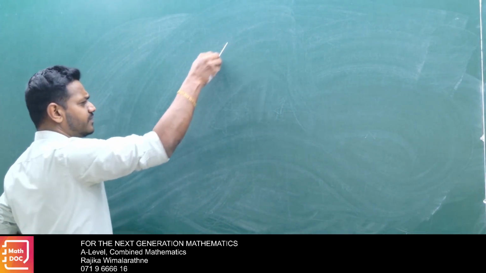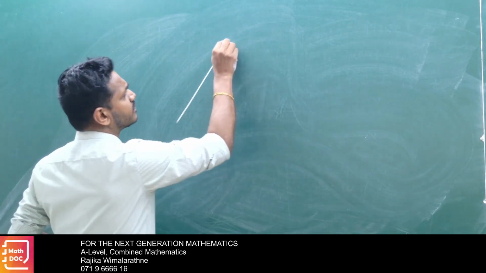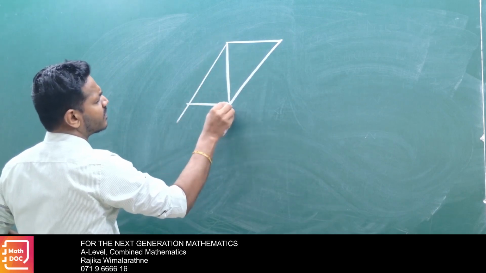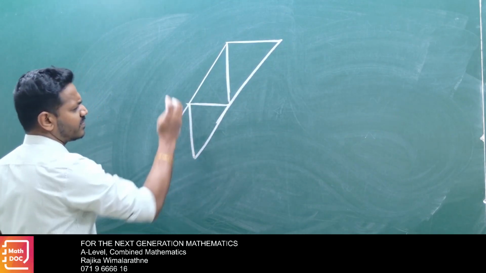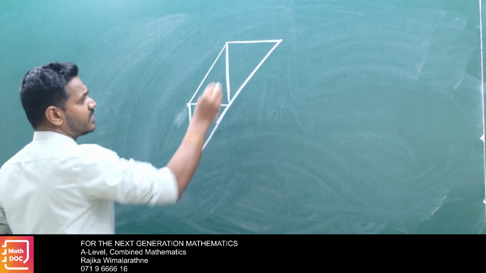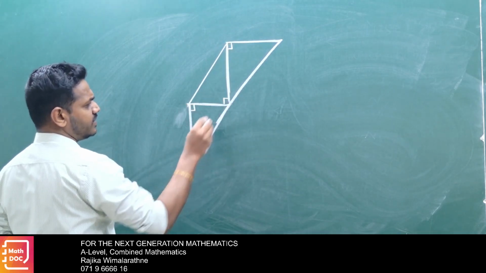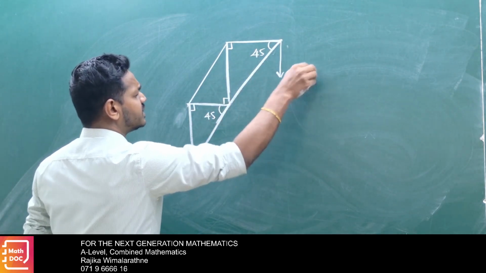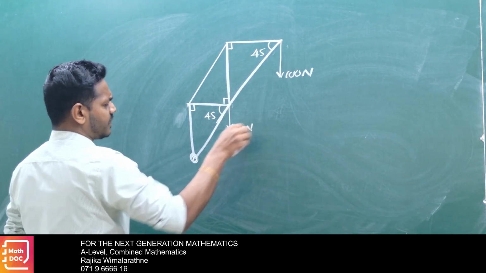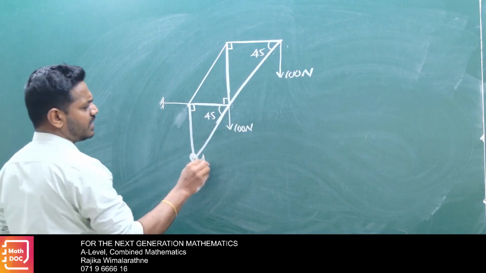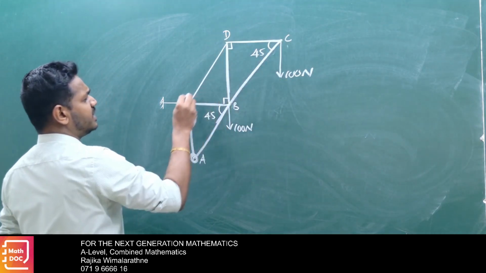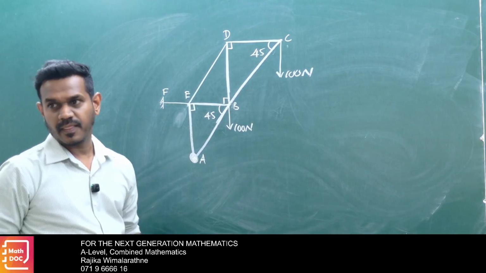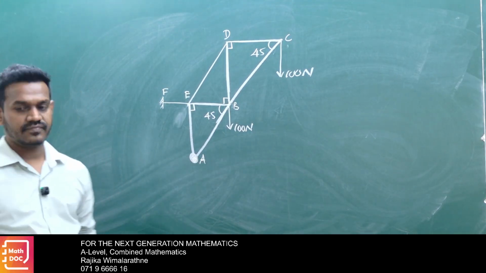Okay, you start this question. 90 degrees, here 45, 100 newtons, another 100 newtons, A, B, C, D, E, F. Here a hinge. Okay, start doing it. Take a little time.